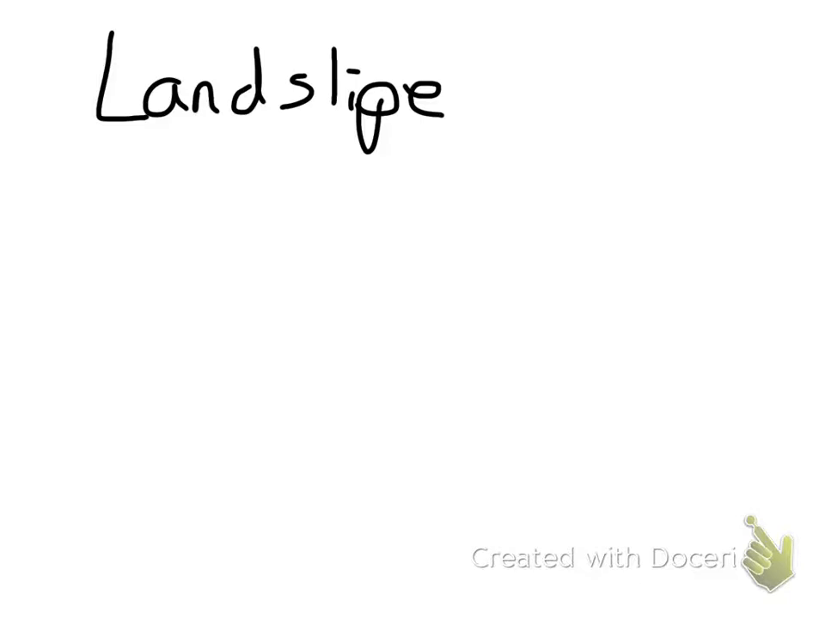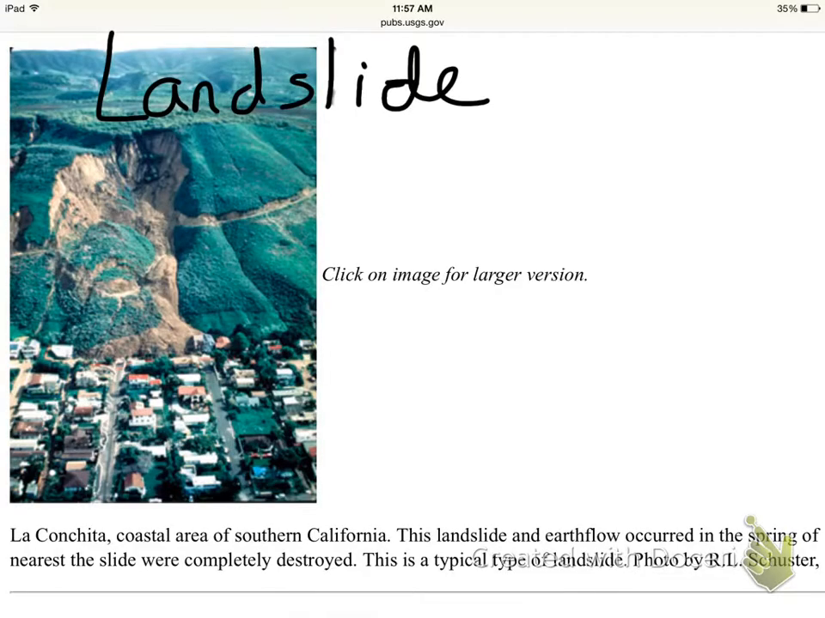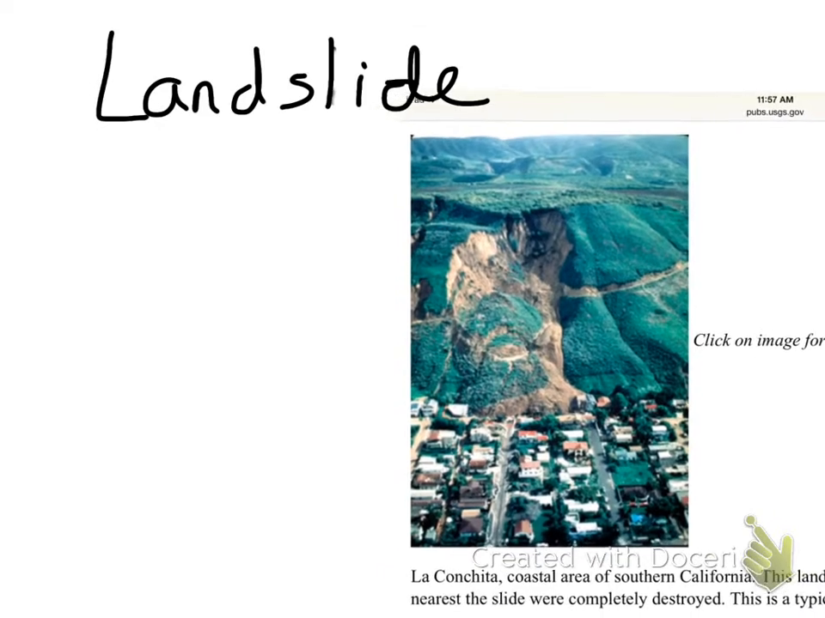The second rapid mass movement is a landslide. With a landslide, you're talking about the sudden and rapid movement of a large amount of material down slope. It's not just rocks now, you're talking about also dirt and soil that's moving. For example, this is from the USGS.